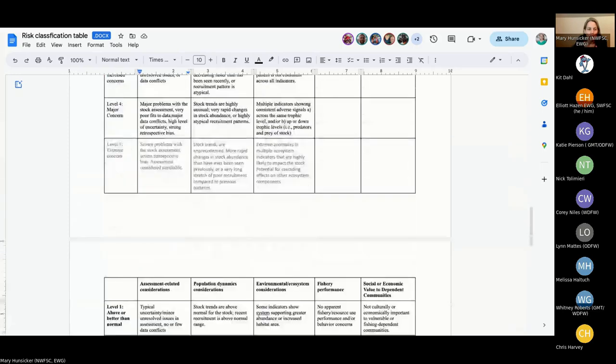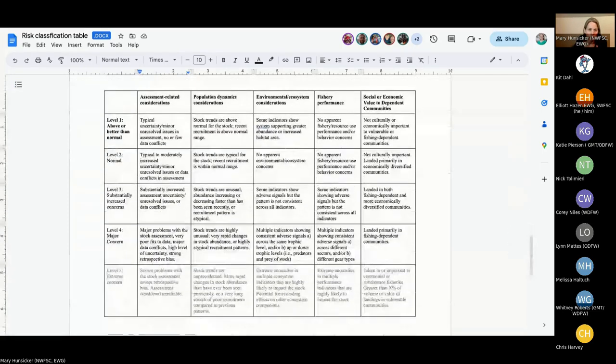One of the newer columns added to the table from the Alaska Fishery Science Center was the fishery performance column, which is reflective of the stock. This could be showing, for example, contrasting patterns from the stock biomass trend, unusual spatial patterns of fishing, or changes in the duration of fishery openings. And through the EWG, we also added a new column that would try to capture the social or economic value to dependent communities.